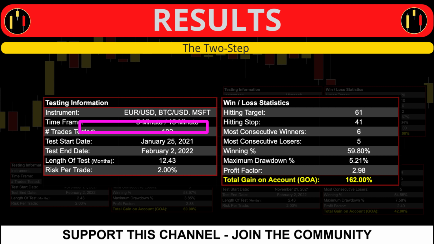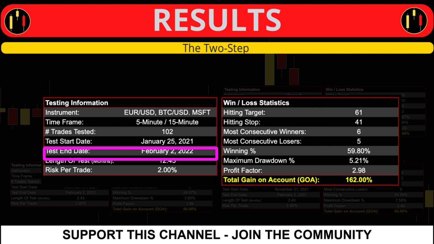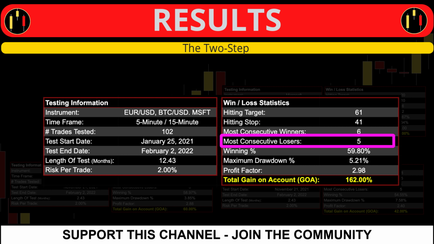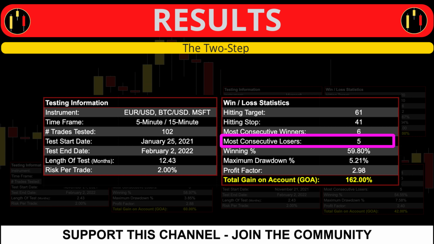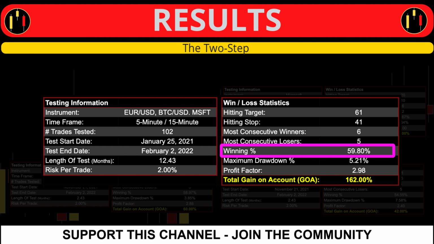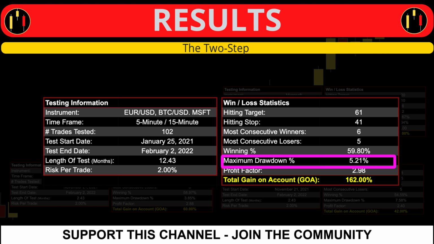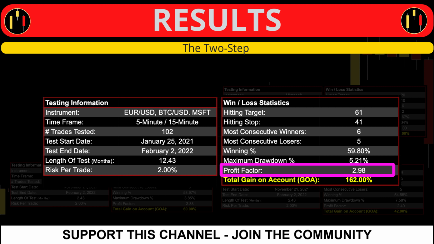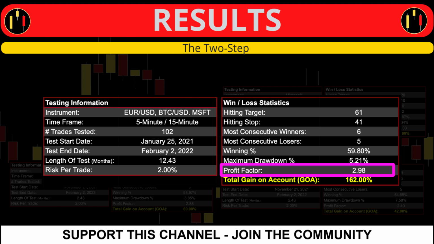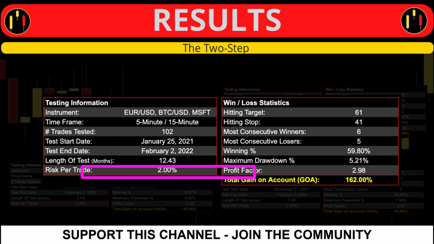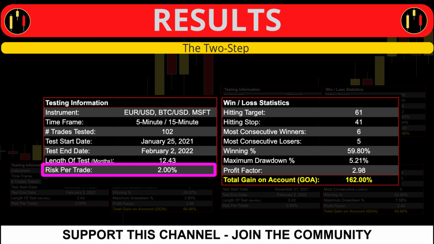The combined results are inclusive of 102 setups over 12 plus months. Most consecutive winning trades came in at 6, and the most consecutive losses turned out to be 5. The win rate was just under 60%, and the combined maximum drawdown turned out to be 5.21%. The inclusive profit factor came in at a very healthy 2.98, and the total gain on account was a nice 162% gross, risking 2% per position.